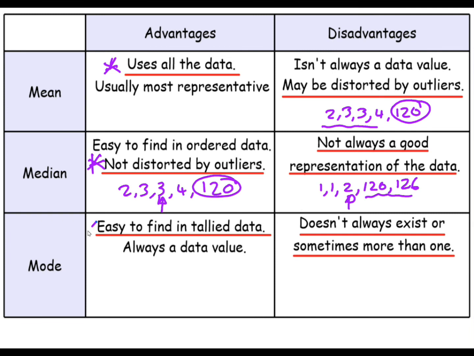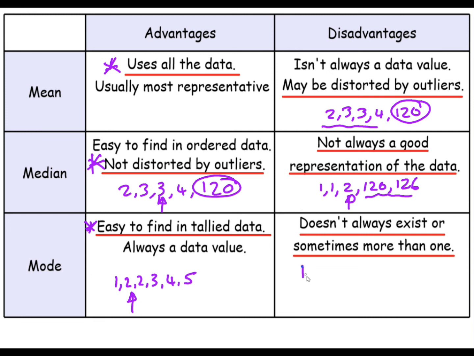The mode is easy to find in tallied information. So when it's all sorted for you, it's easy to spot the mode. There are two 2s, therefore that is my mode.